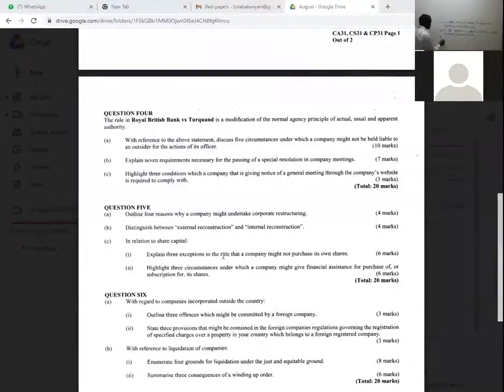Then the notice should be signed by an authorized director or the company secretary. So you're saying the notice should be of at least 21 days as per the requirements of the Companies Act. The notice should clearly indicate the date, time, place, and agenda of the general meeting. The notice should be signed by an authorized director or the company secretary.